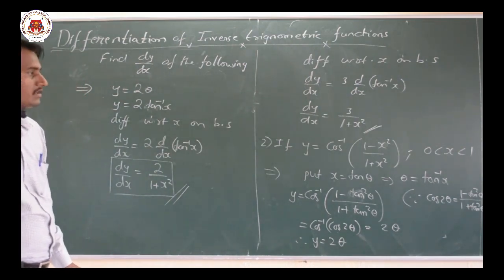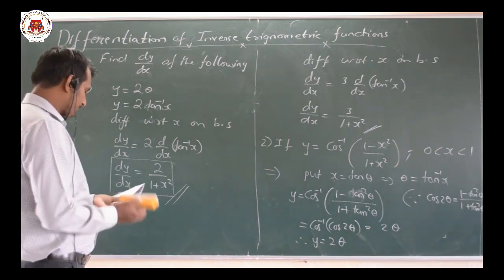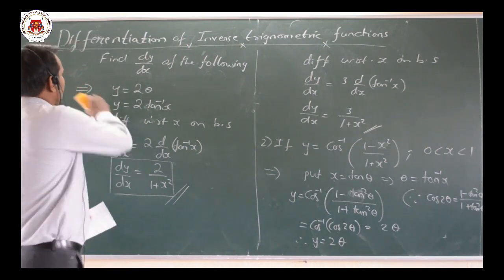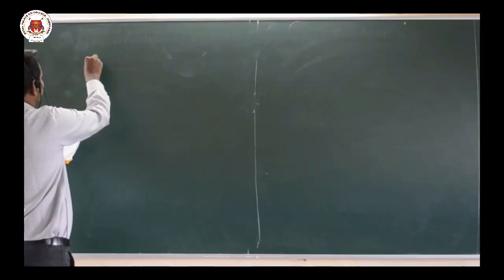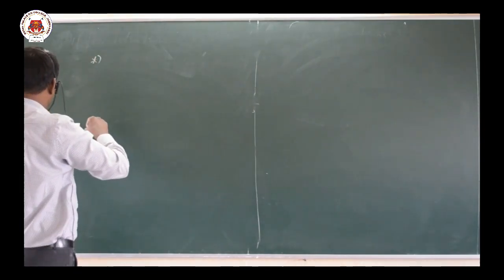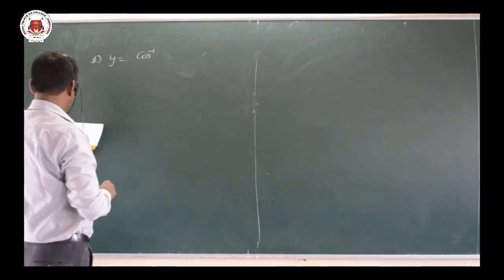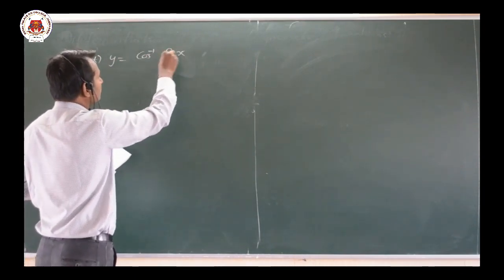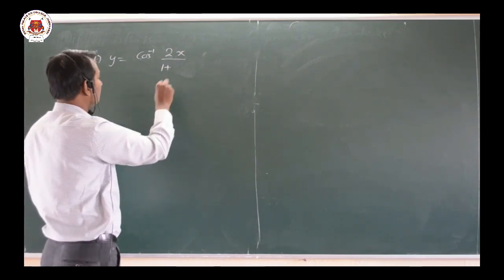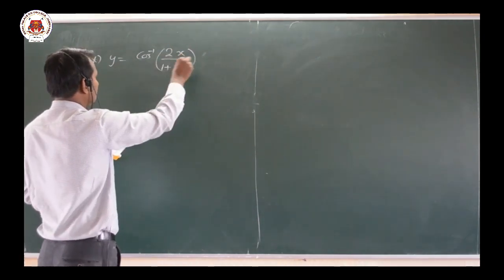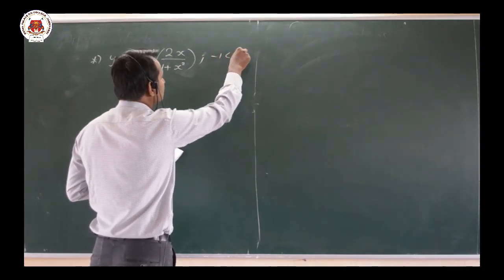Okay, dear students, these are the two problems. Now let us continue with the next problem. If y equal to cos inverse of 2x divided by 1 plus x square, for minus 1 less than x less than 1.